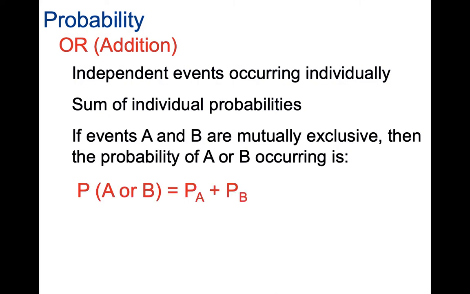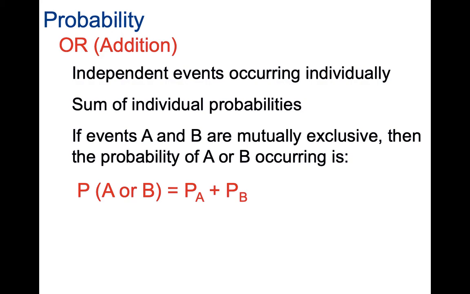Independent events occurring individually. Oh yeah, I guess we could do this one. If you're wondering about the probability that independent events will occur individually, right, then you simply add up the sum of the individual probabilities, okay? So if A and B are mutually exclusive, then the probability of A or B occurring is the sum of the two probabilities.